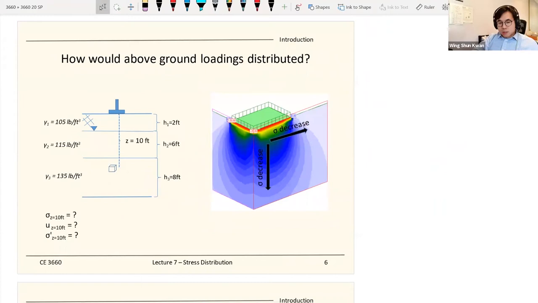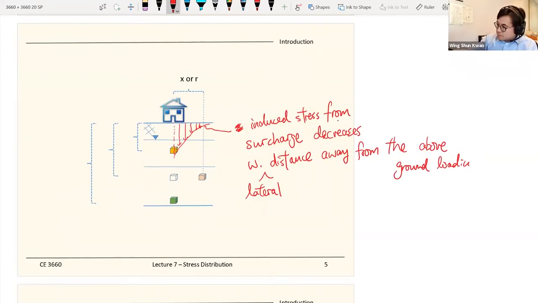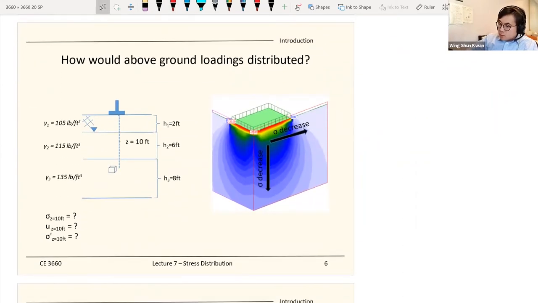So how would the stress look? The picture here on the slide shows the result of a finite element simulation, to give you an idea of how the stress gets distributed. Anything white underneath your structure or loading is like a hot zone, but it will decrease with depth, and also decrease away from it. This gives you a good visualization, through a 3D finite element model, of how the stress looks.